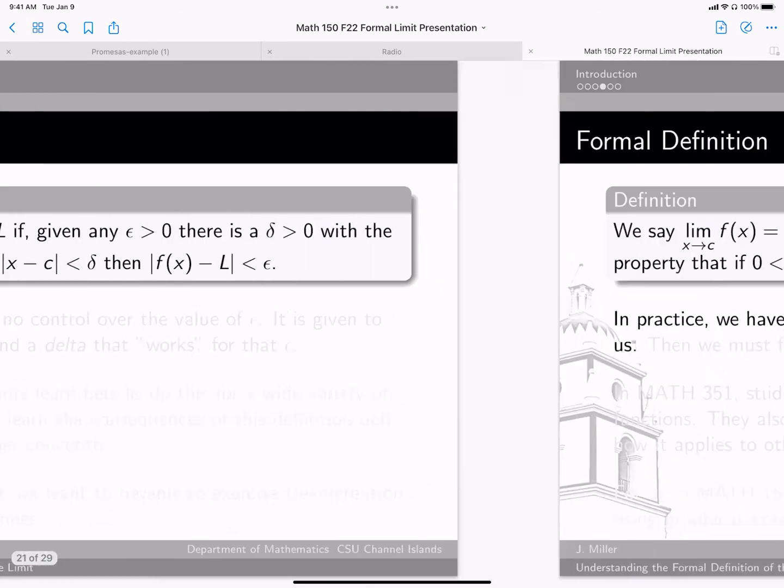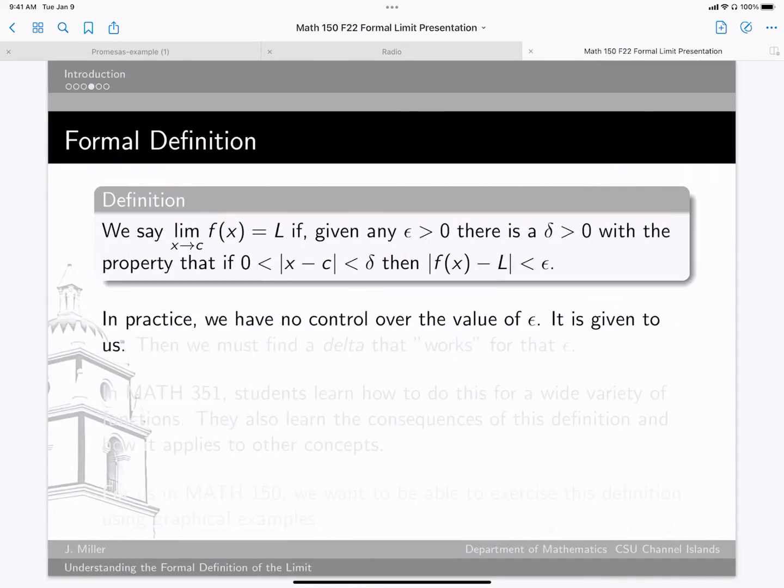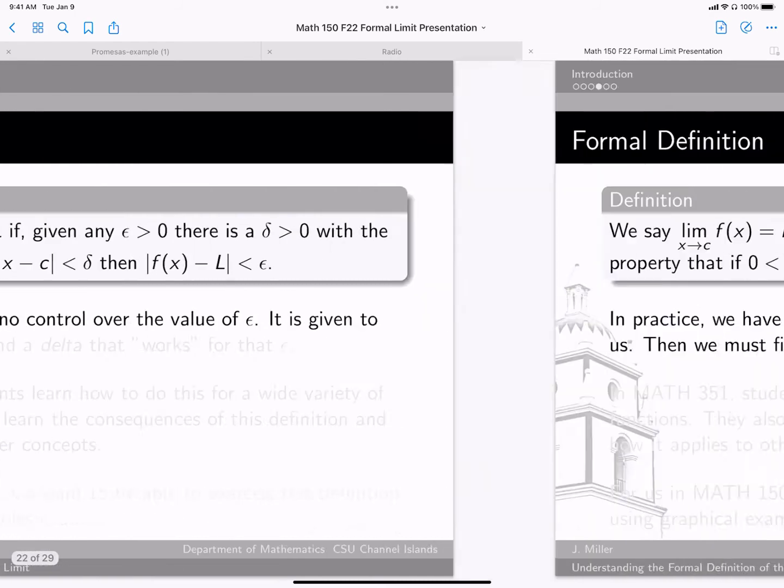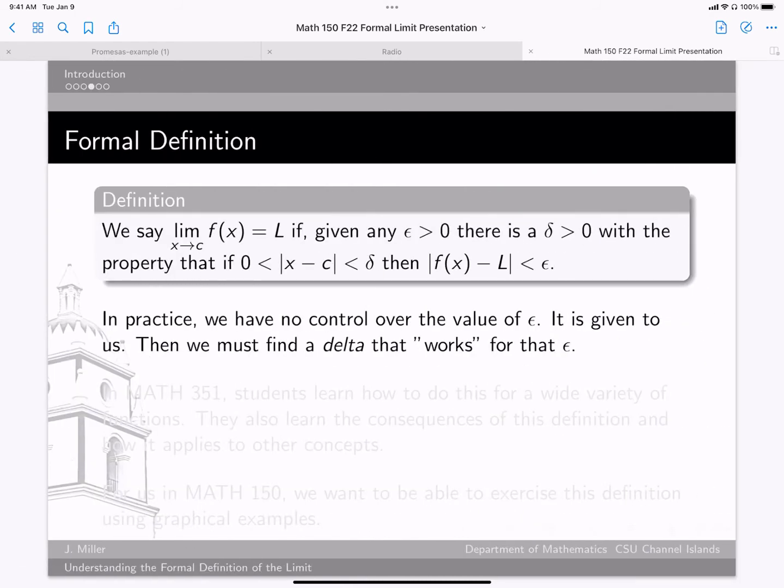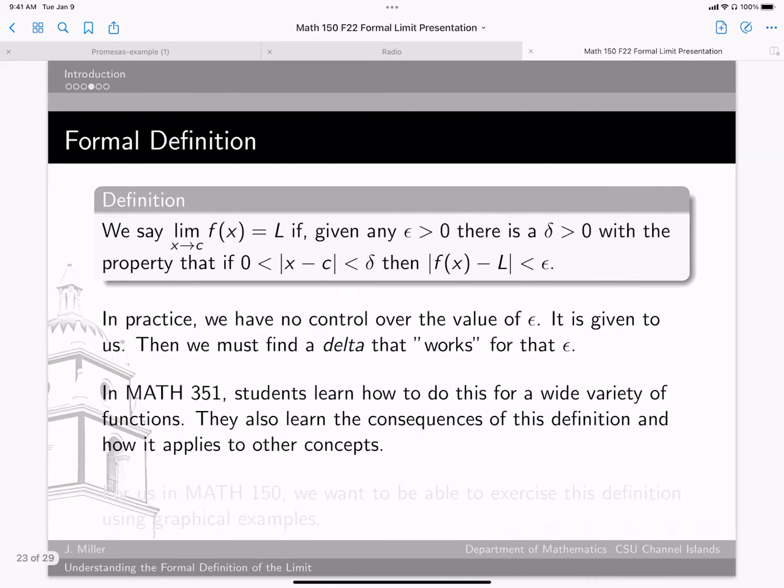All right. In practice, we have no control over the value of epsilon. In this definition, the way it's written, we don't have any control over it. It's given to us. Then we must find a delta that works for that epsilon. In a math class we teach in the math major, advanced calculus, students learn how to do this process for a wide variety of functions. They also learn the consequences of this definition and how it applies to other concepts. Now, that level of work is beyond the scope of this course. If you want to be a math minor or a major, you can take advanced calculus and learn how to do that.